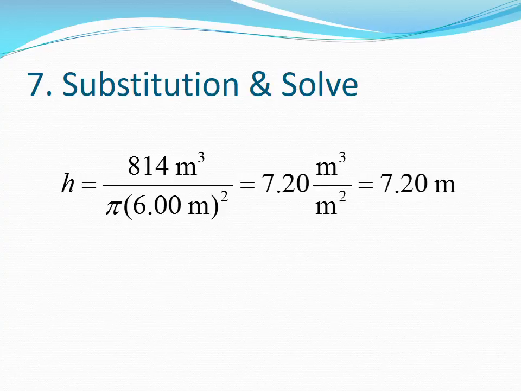Notice the units are kept in the equation. We find the numeric answer as 7.20. Since we are squaring the radius, the units in the denominator are also squared. We have meters cubed in the numerator and meters squared in the denominator. Units are used just like variables. They multiply, divide, and cancel. So meters cubed divided by meters squared leaves meters. Our final answer is 7.20 meters.